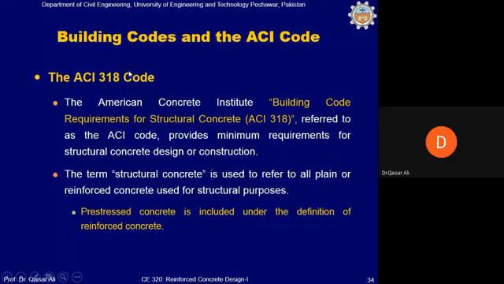Now, talking about the ACI 318 code. The American Concrete Institute Building Code Requirements for Structural Concrete, ACI 318, referred to as the ACI code, provides minimum requirements for structural concrete design and construction. Minimum requirements to ensure that life is safe. The term structural concrete is used to refer to all plain or reinforced concrete used for structural purposes. Pre-stressed concrete is also included under the definition of reinforced concrete. So we will be referring to the ACI 318 code because it is part of the Manual of Concrete Practice, and it addresses the building code requirements for reinforced concrete.